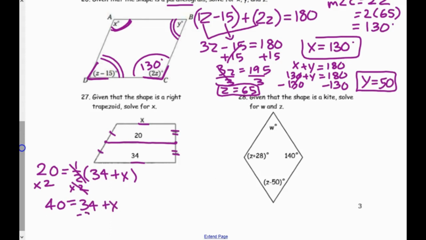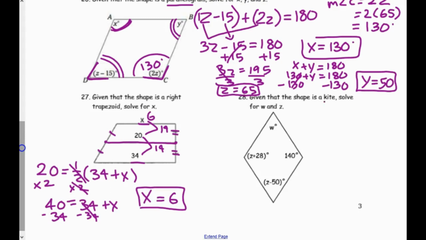Then I would subtract 34 from both sides, and I would get 40 minus 34 is 6. Okay? That's the hard way. The easier way is, what's the difference between 34 and 20? 14. So if you do that again, 20 minus 14, you should get 6. Okay? There's two ways to do it. Either way is right.